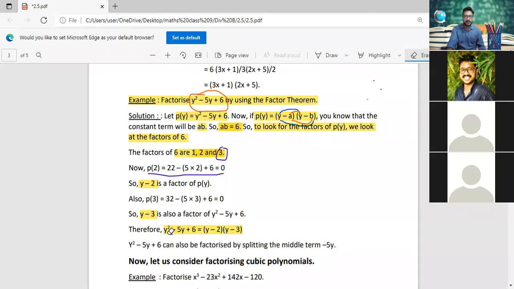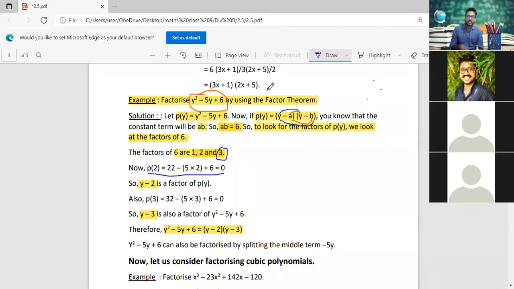Now, I will give you a hint or a clue. Whenever you are asked this kind of question, you can use this hint also. If in your question you have to check the degree of the polynomial, what is the degree of this polynomial? 2. Yes, the degree of the polynomial is 2. So you can conclude that this polynomial has 2 factors.